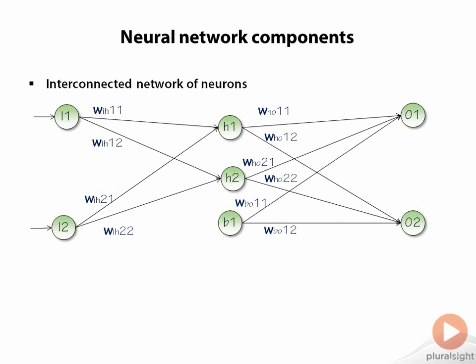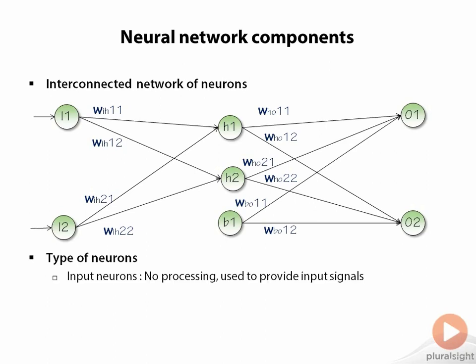Now we will look at various components of this neural network. Neurons are the primary building blocks of any neural network. Neurons can be of different types. First is the input neurons. Here in this neural network, I1 and I2 represent input neurons. The primary job of these types of neurons is to provide input signals to the network. Normally there would not be any processing happening in these input neurons. Processing means various functions such as summation and activation. So there will not be any processing unit inside the input neurons. They will just pass the input signals to the network.